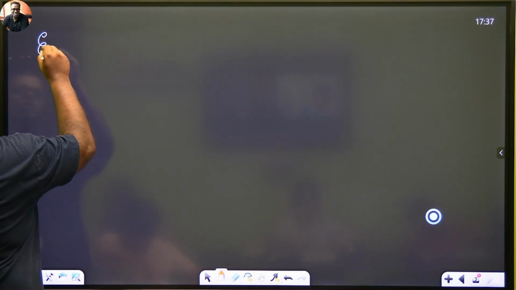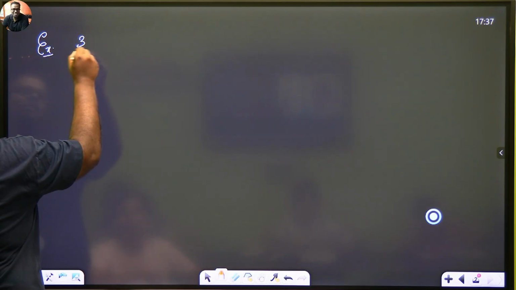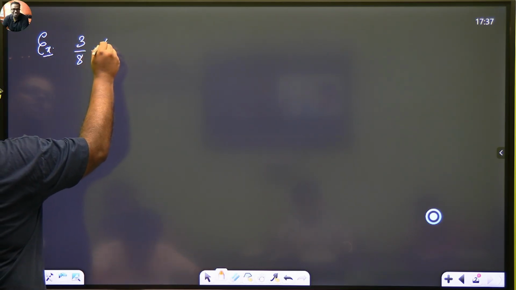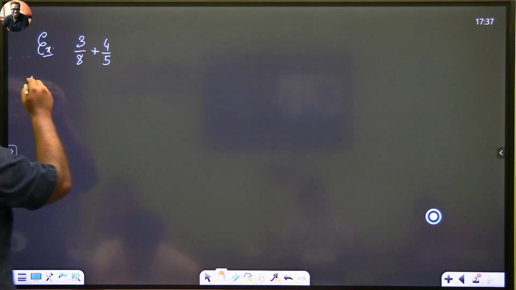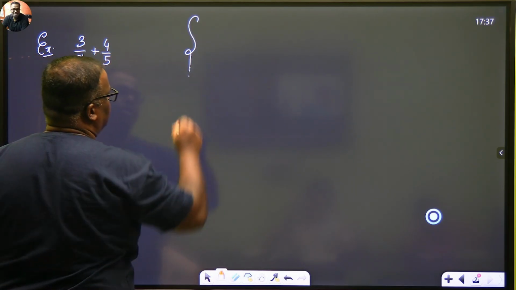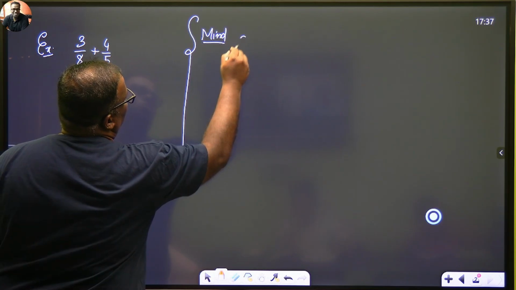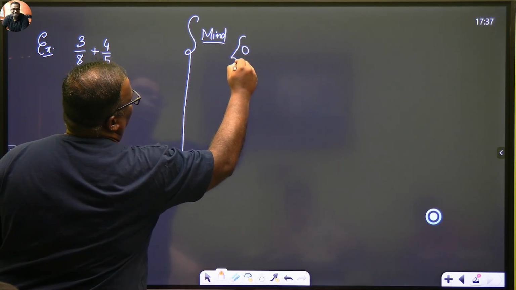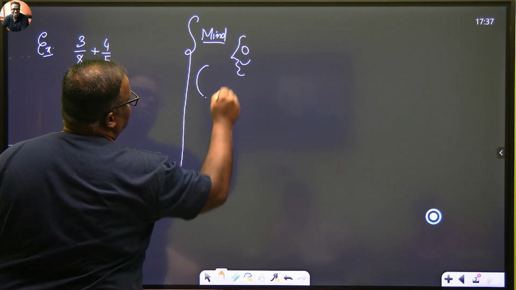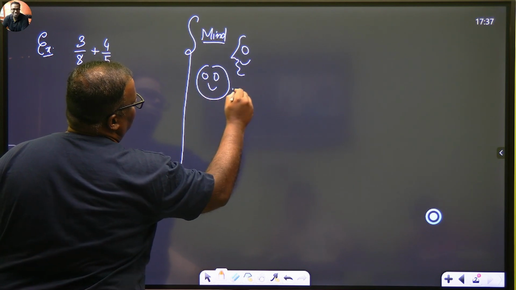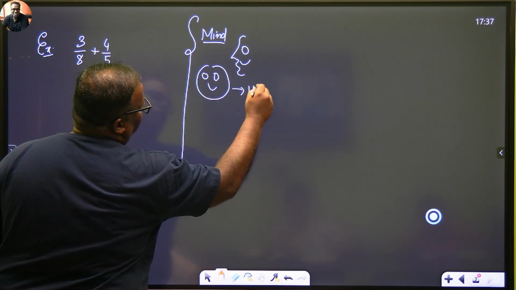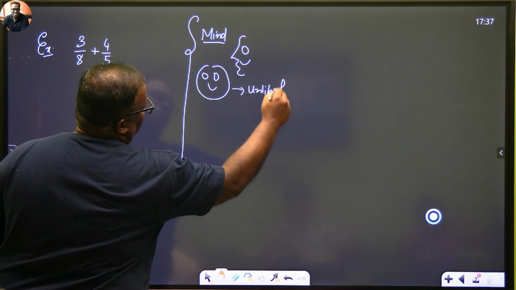Okay. Let's say we have been given: add 3 by 8 and 4 by 5. Okay, stepwise. This is how our mind is working. This is the human mind. How is the human mind? The first thing it sees is that the fractions are unlike.